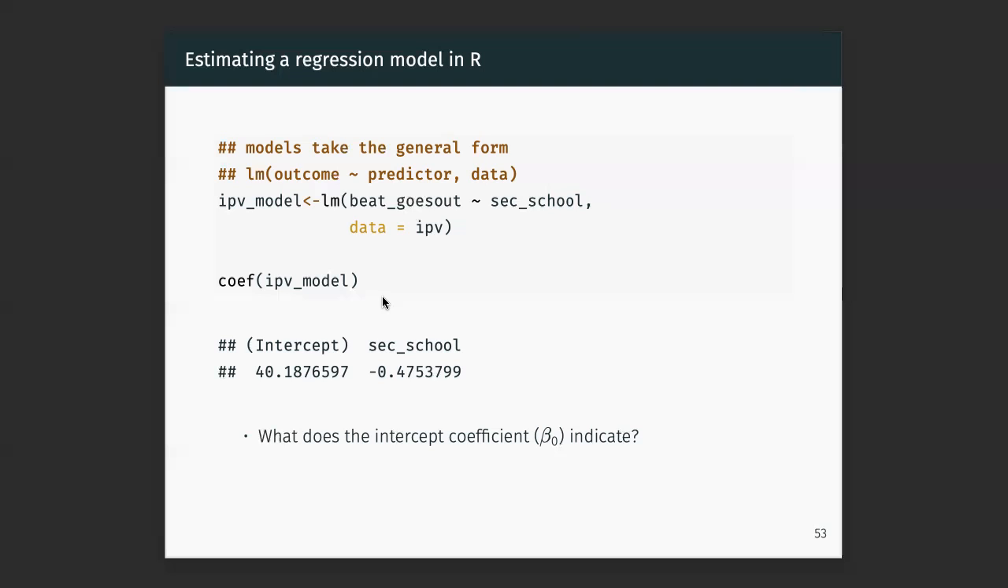For every 1% increase in exposure to secondary schooling, what happens? What do we expect to see? Tolerance goes down by 0.47, right? So our model says that when women have no secondary schooling, we expect to see a tolerance at 40.2. But for every percentage point increase in secondary schooling, we expect to see tolerance decrease by 0.47. This is what our regression line says.